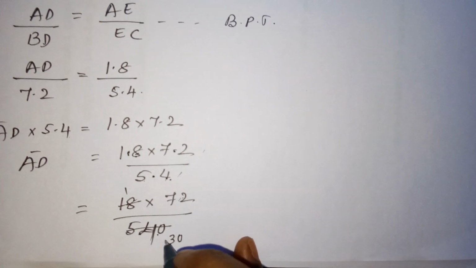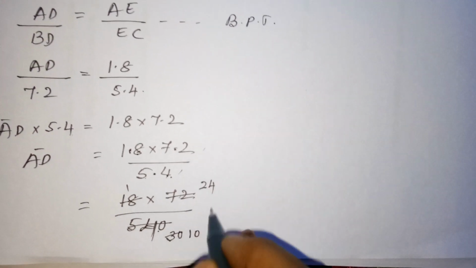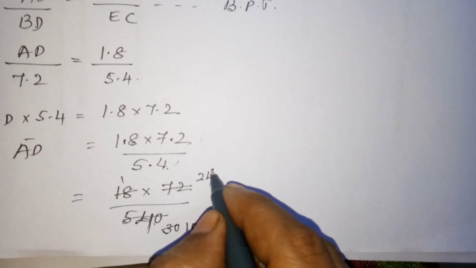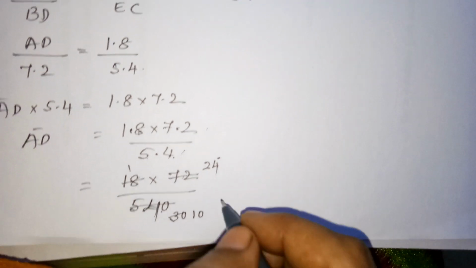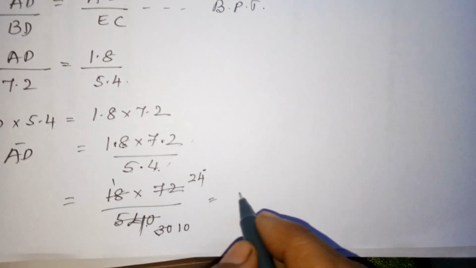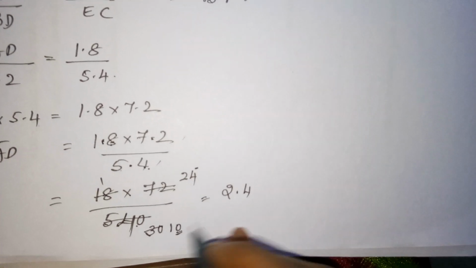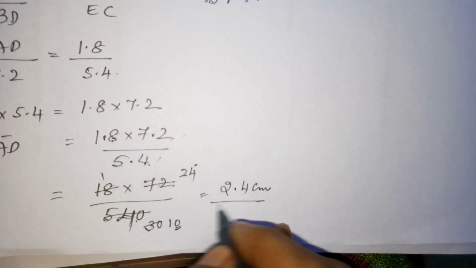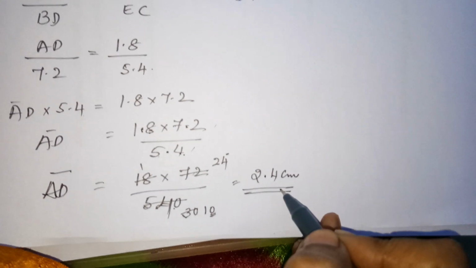Then 3 ones are 3, 3 twos are 6, 3 fours are 12. So 24 divided by 10 is nothing but 2.4, because there is one 0 in the denominator. After one digit you can place the decimal point. So the length of AD is 2.4 centimeters.